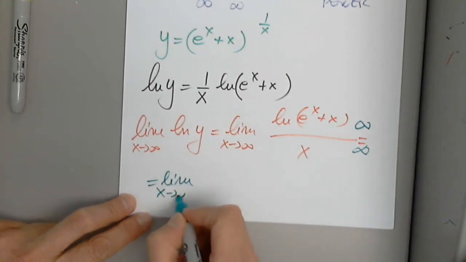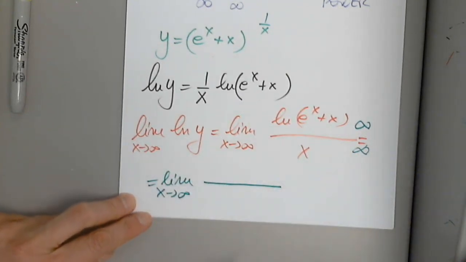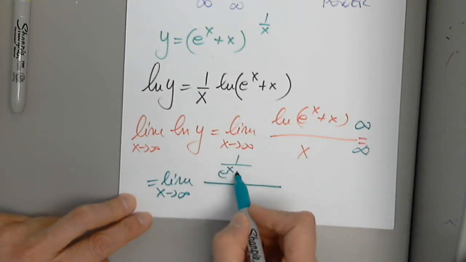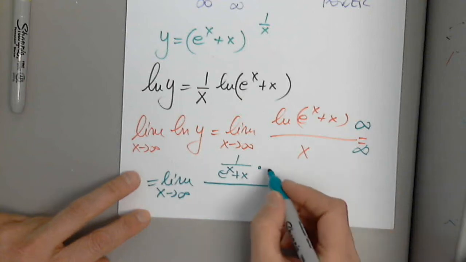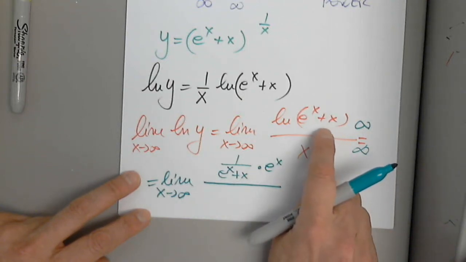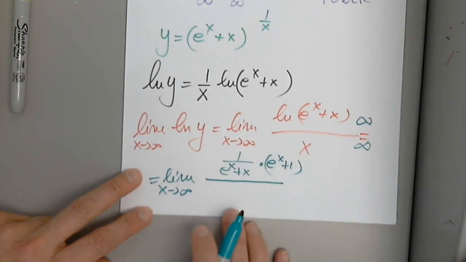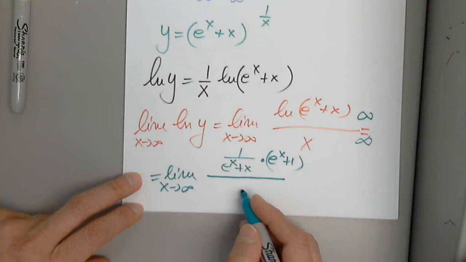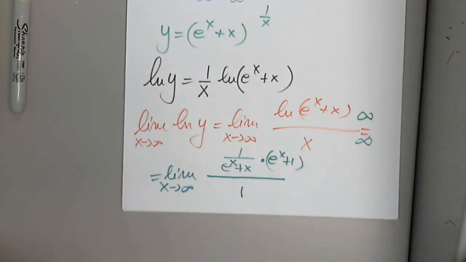So then, limit as x approaches infinity of the top, 1 over e to the x plus x, excellent, times e to the x plus 1, excellent, over x squared, over 1. Yes. So let me go back.